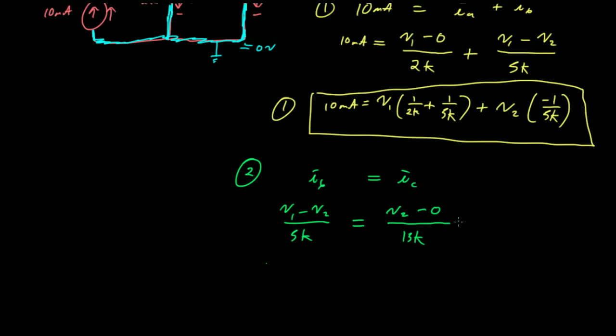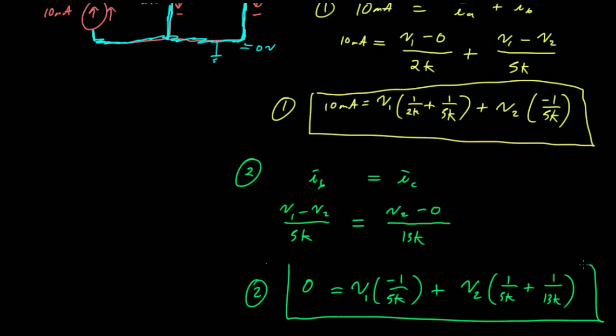So now I'm going to rearrange this so we have all of our unknowns on the right-hand side. I'm going to essentially subtract V1 minus V2 over 5K from both sides, and I'm going to end up with 0 is equal to, I'm going to combine these steps and separate everything out, V1 times minus 1 over 5K plus V2 times 1 over 5K plus 1 over 13K. And that is my second equation.